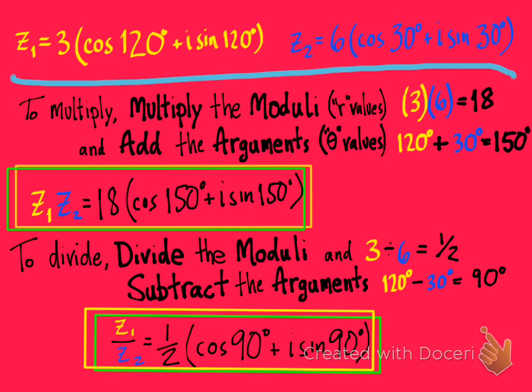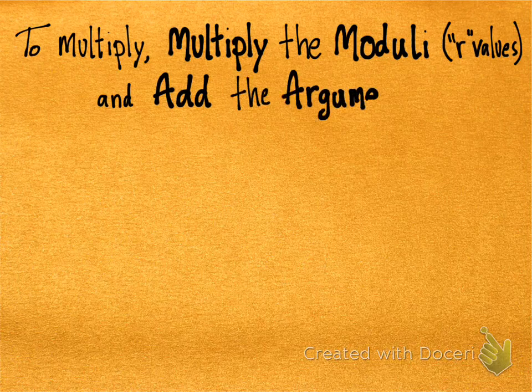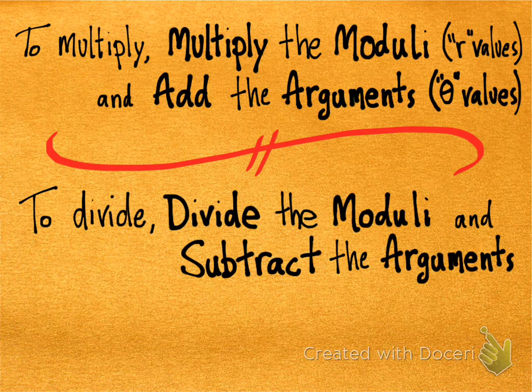So just to summarize the little process here, you multiply the moduli and add up the arguments. That's how you multiply two polar complex numbers. And to divide them, you simply do the inverse of that: divide the moduli and subtract the arguments.